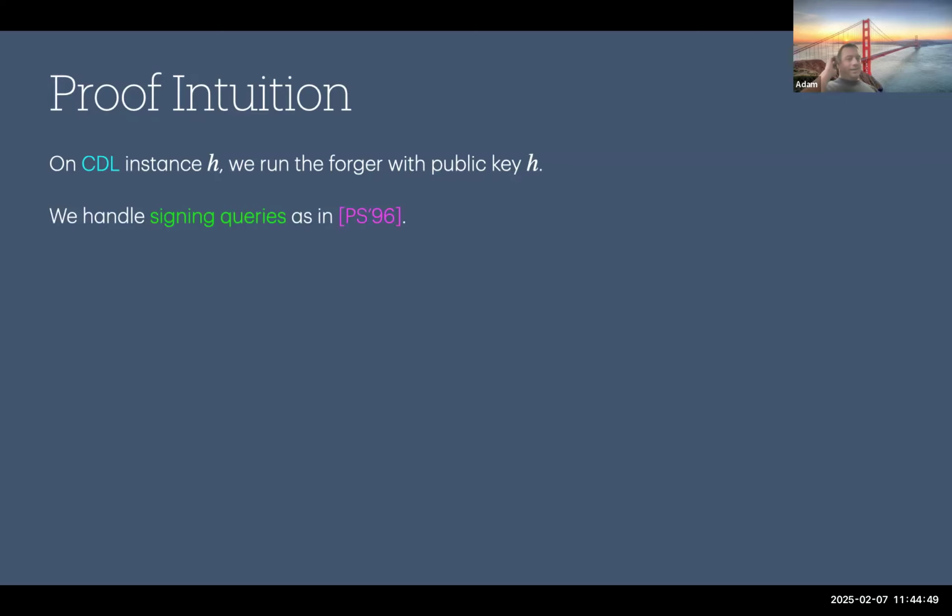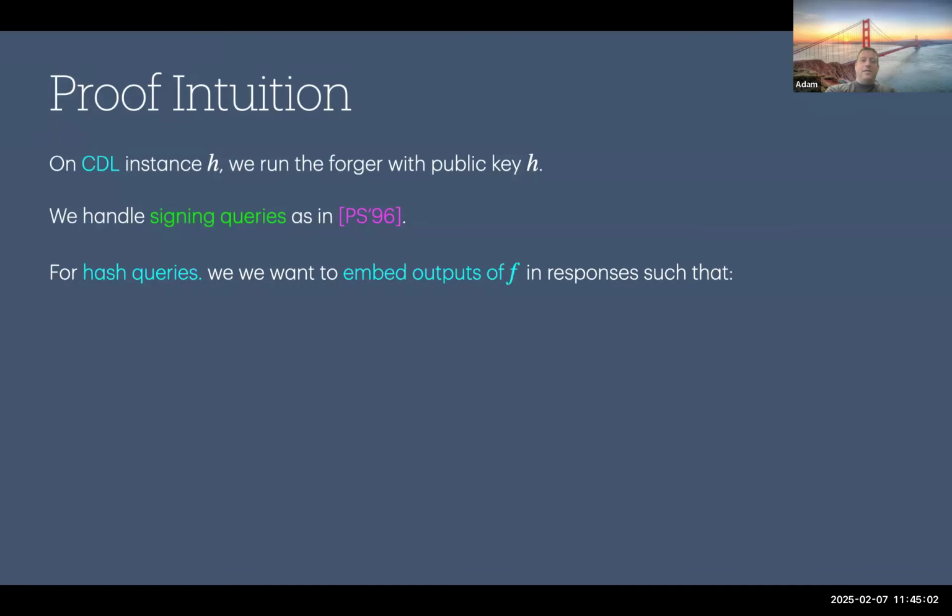And signing queries are not changed compared to the original proof. So signing queries use programmability of the random oracle, and we do the exact same thing. What changes is how we answer the hash queries. Intuitively, in the hash queries, we want to embed outputs of F such that the first thing is that the forgery cannot detect these embeddings, so it looks like random values. Random, h is g to the x, the public key.